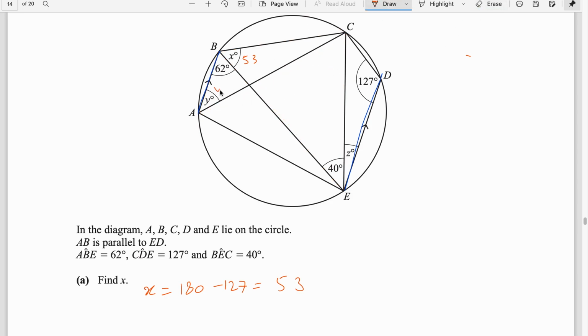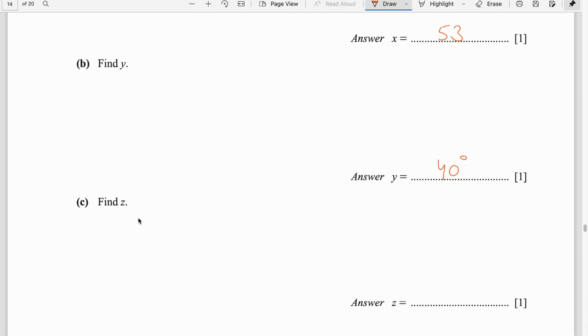Y is 40. Now this is Z right here. So now we use these two parallel lines to see for these alternate angles. 62 is alternate to this. So 62 is equal to 40 plus Z. 62 minus 40 is equal to angle Z, and Z is equal to 22 degrees.